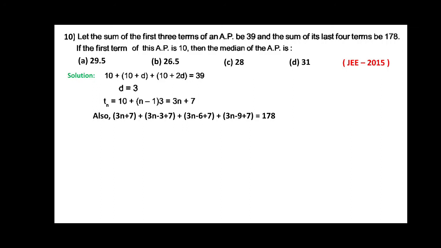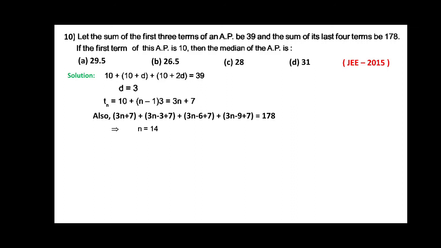After adding all these terms, we have n is equal to 14. Because 3n plus 3n plus 3n plus 3n is 12n, and the constants are 7 plus 4 plus 1 minus 2, so we simplify this one. So we have the answer, n is equal to 14.